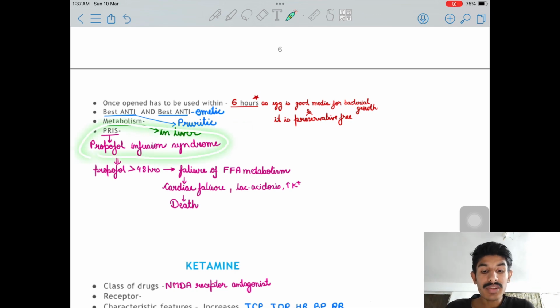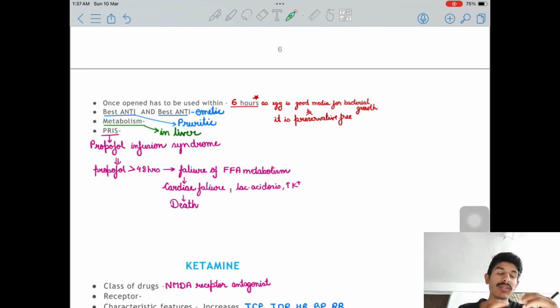Now, propofol infusion syndrome. What is it? If you give propofol for more than 48 hours, there is failure of metabolism. Then cardiac failure will happen, lactic acidosis will happen, and the patient will die. Always remember this point, propofol infusion syndrome. Never give it for more than 48 hours, because in long surgeries the patient has more chances of getting this syndrome.